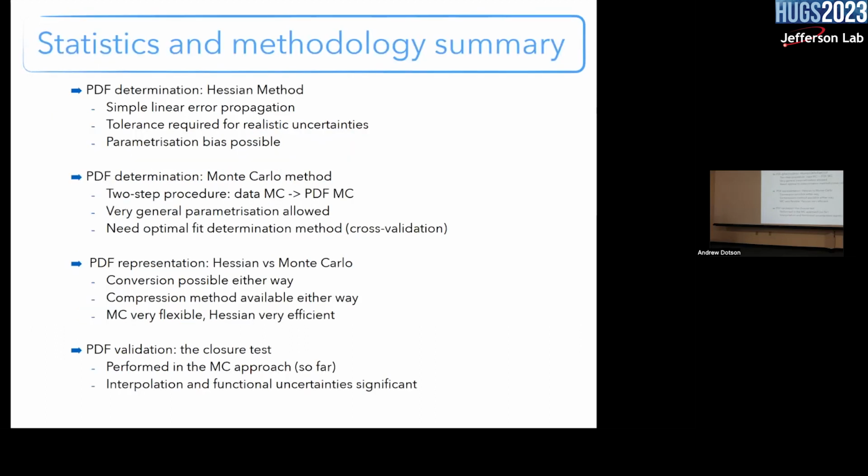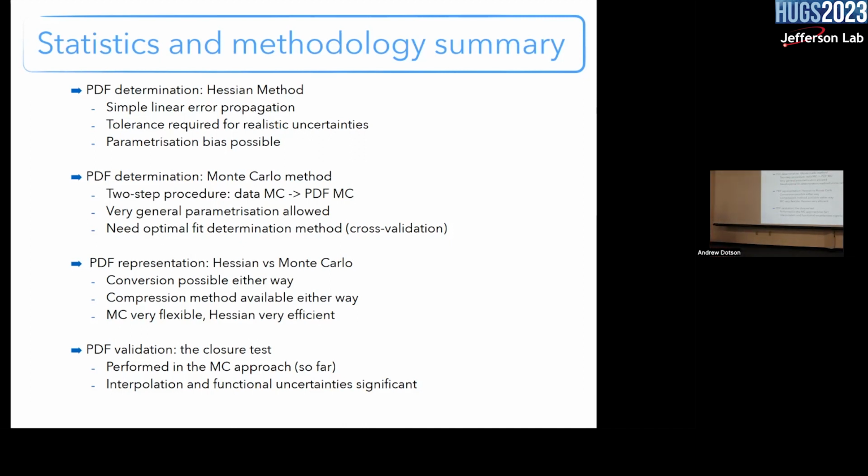So this wraps up everything we had to say about the statistics and methodology. Let me just read. For the PDF determination with the Hessian method, you have a simple linear error propagation, you require the tolerance, and you have a possible parameterization bias. With the Monte Carlo, you have a 2-step procedure, the data Monte Carlo and the PDF Monte Carlo, and you can have a very general parameterization. However, you need an optimal fit to get a good methodology.